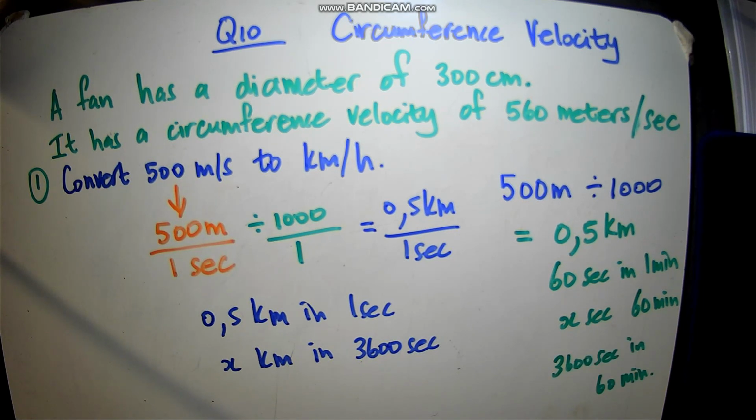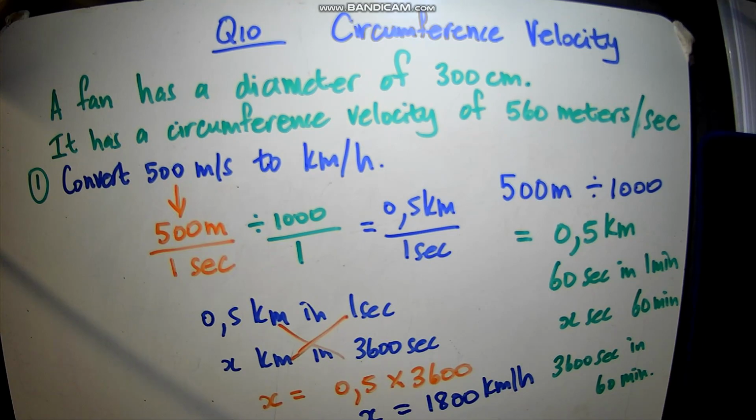So the easiest way to calculate this would be to cross multiply. Punching that into your calculator, you should get exactly half of 3,600. 1,800 is your answer. Right, and that will be kilometers per hour. Don't forget to include the units.